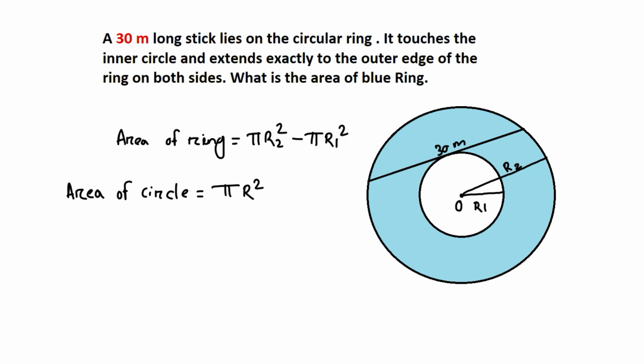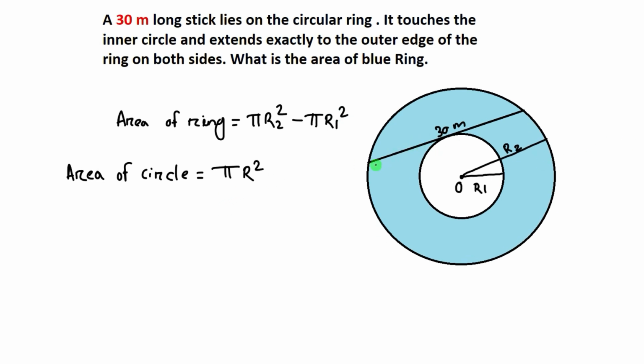Now here you can see that the long stick touches the inner circle. Let it be the point of tangent. And we know that the tangent line is always perpendicular to the radius. So this is R1, and this is 90 degrees. Now we'll draw a radius from this point to the outer circle. Let this point be A and this point be B. So the triangle AOB is a right angle triangle.